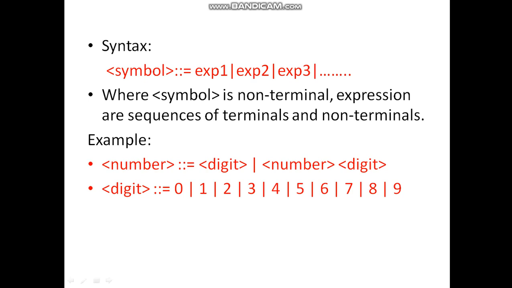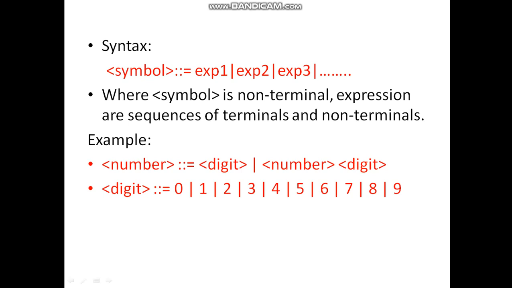The LHS part contains the symbol, which is called a non-terminal, and the RHS part contains expressions. In between we use two symbols: the scope resolution operator and the equal to symbol. So the symbol ::= is followed by expression 1, expression 2, expression 3, and so on.